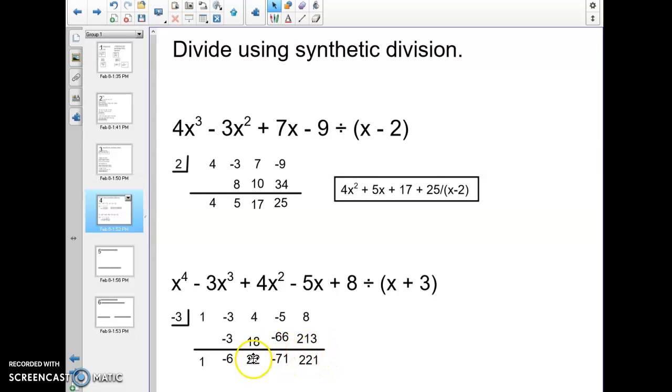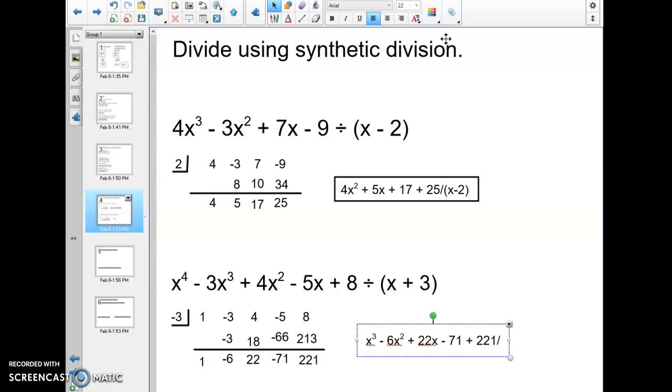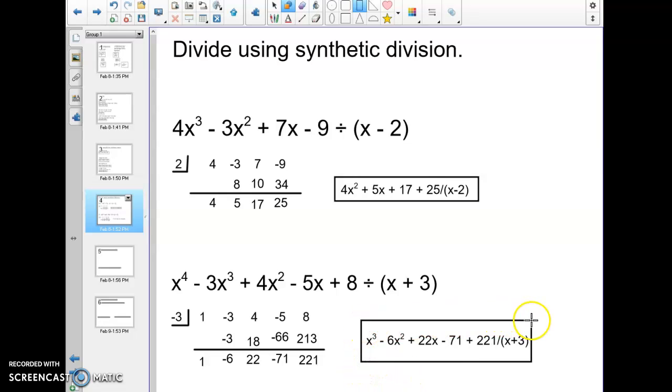Remainder, constant, x squared, x cubed. So this is x cubed minus 6x squared. And this is how we got to write our answer. Plus 22x minus 71 plus 221 divided by x plus 3. We always put the remainder over the divisor. Do not just leave it as a remainder, because then you'd have to combine your -71 and 221, and we don't want to do that.